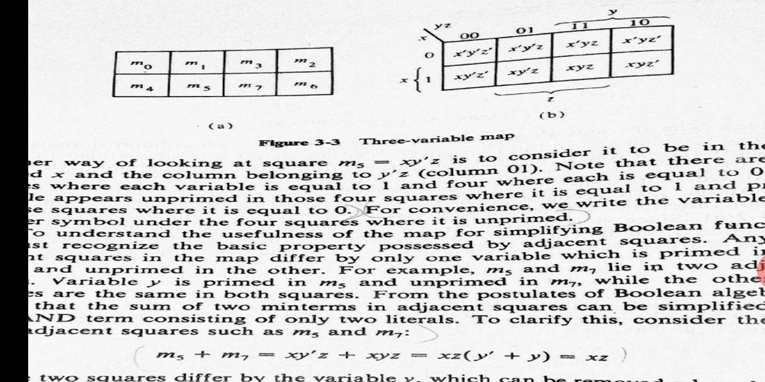In the same fashion, when x equals 0 and yz equals 11, only x is 0, that's why you have x dash, and since y and z are 1 1, you keep those variables as they are. The rest of the cells will also have values in the same fashion. So this is how you can work on it.